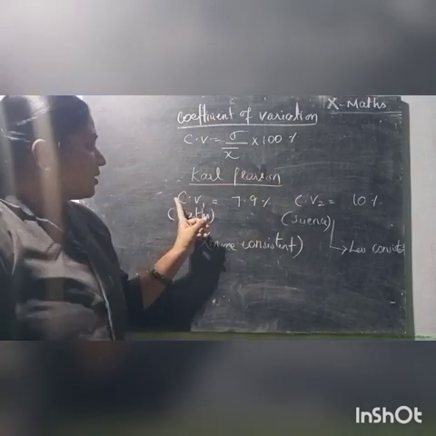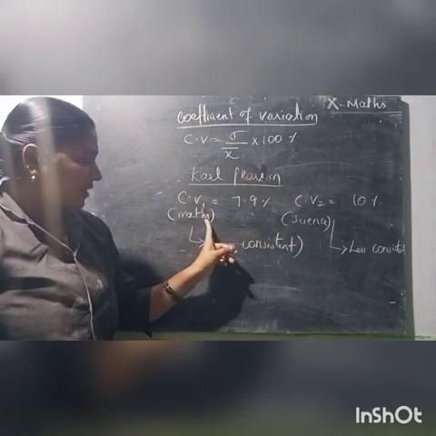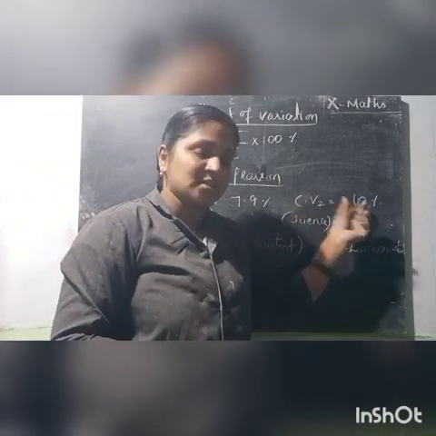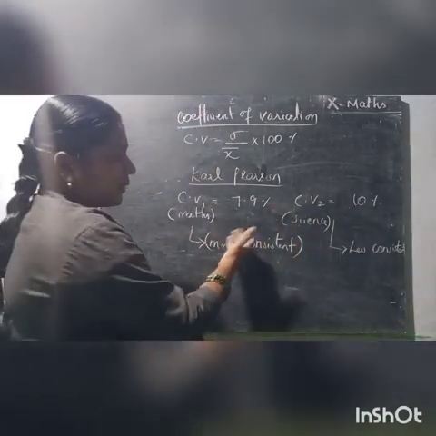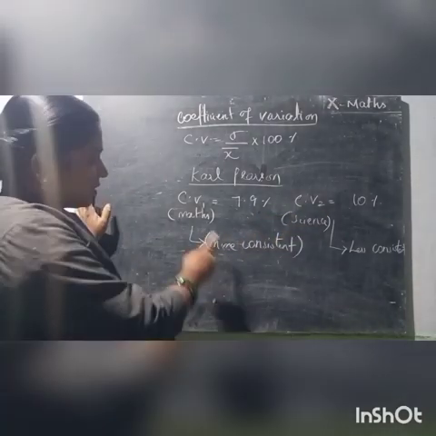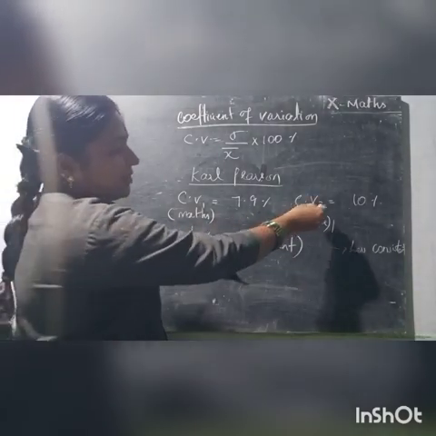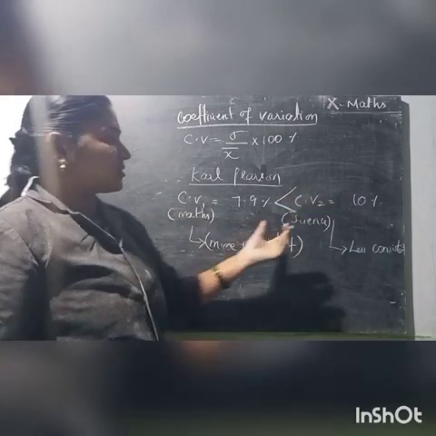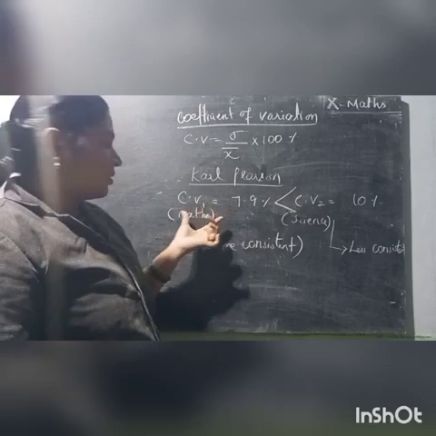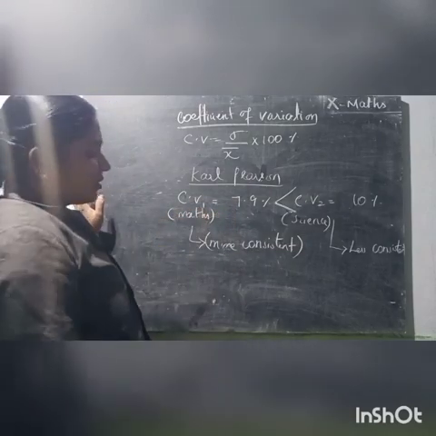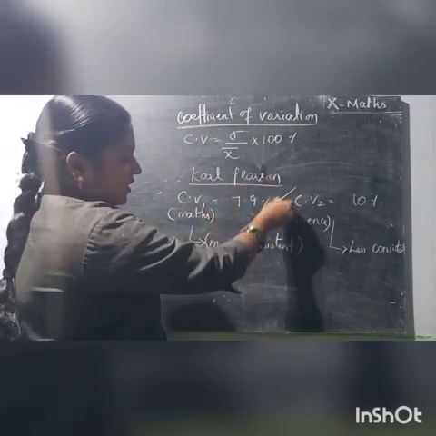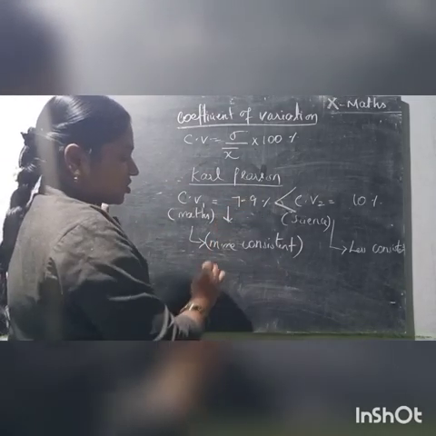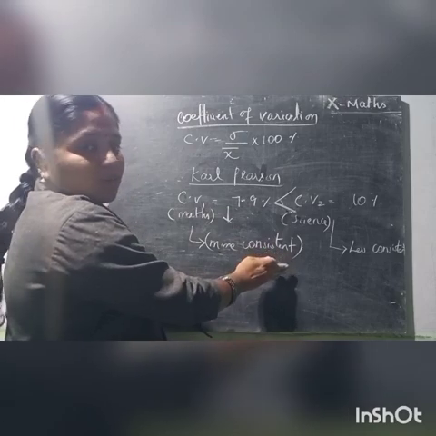See, example. Coefficient of variation for math subject is 7.9% and for science subject is 10%. So we can compare these two data. Math variation is compared with the greater value. See, science variation is more than math variation. So we can say math is the most consistent value because it has less variation. If it is less variation, we can say that value is more consistent.